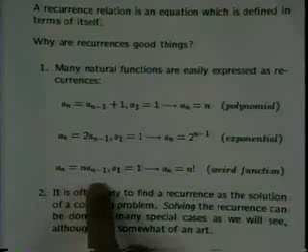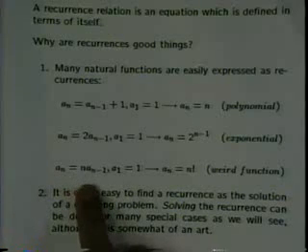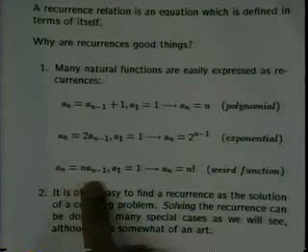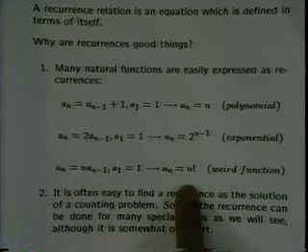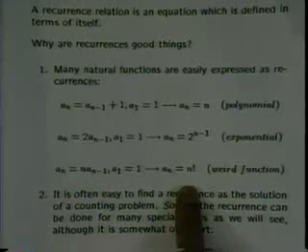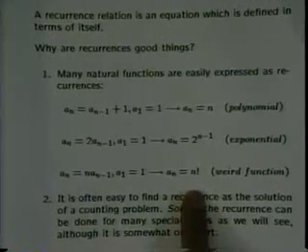a3 is going to be 3 times a sub 2, which was 2, which means its product is 6. The next term is going to be 4 times 6, 24, 120, 720. Okay? The point is that this is going to be generating the factorial function. Again, a very, very simple recurrence relation.